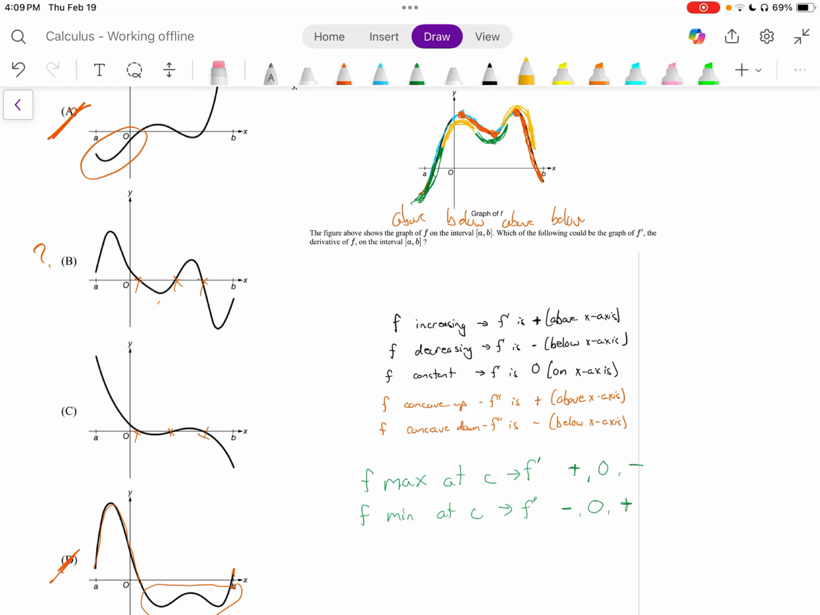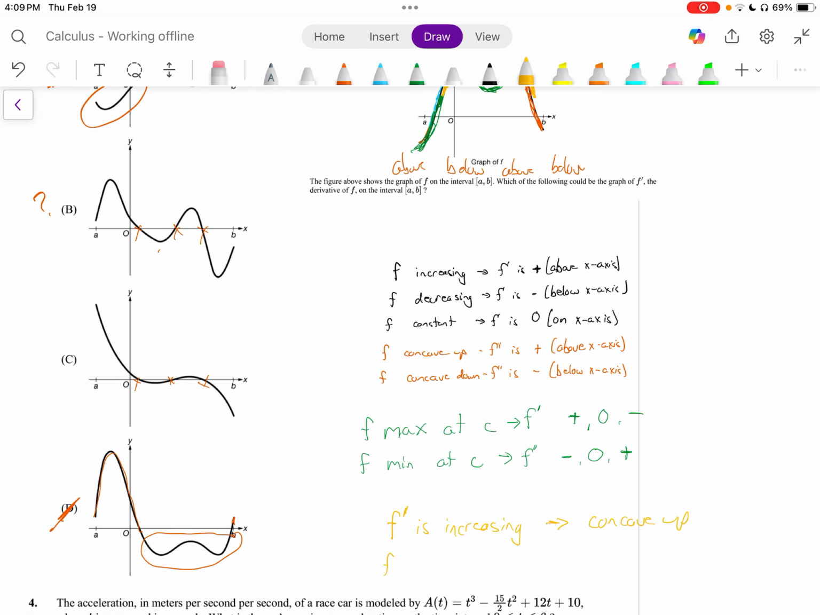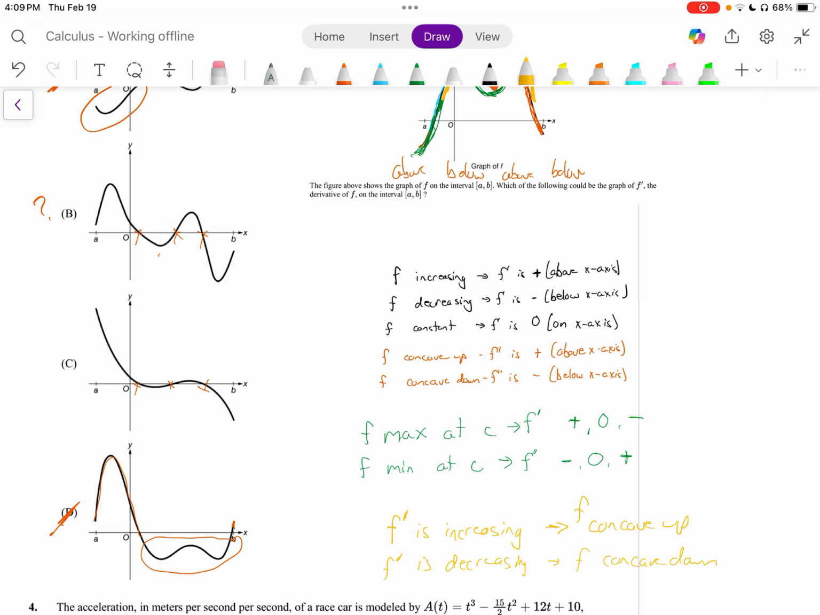So one thing that we learned, which I did not write here, which I should have, is that if the derivative is increasing, that means my original function is concave up. And if my derivative is decreasing, f is concave down. And these can go both ways.